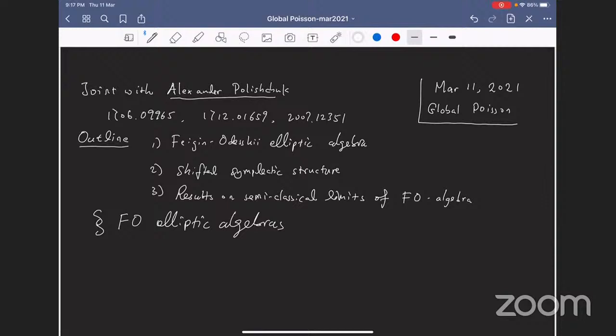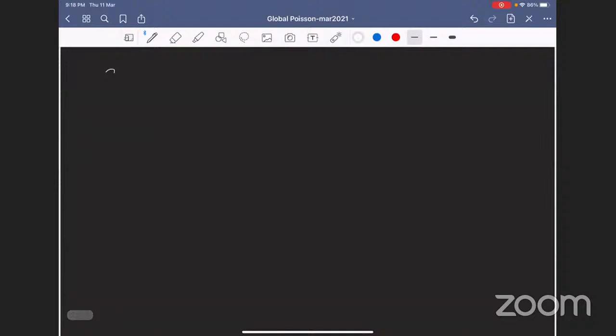Yes. Okay. So FO stands for Feigin and Odesskii. So we start with a complex elliptic curve, which is written as C quotient by a lattice Gamma. And we fix some integers n and k such that k is smaller than n and bigger than zero, and they're coprime. So this is the data we fixed. So we will denote by Cn the quotient of the lattice by n multiple of the sublattice. So this can be identified with the group of n-torsion points of the elliptic curve.